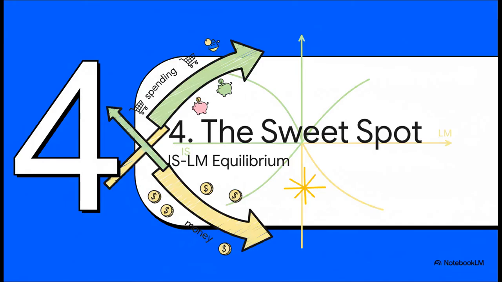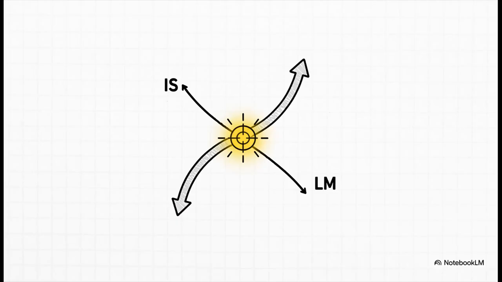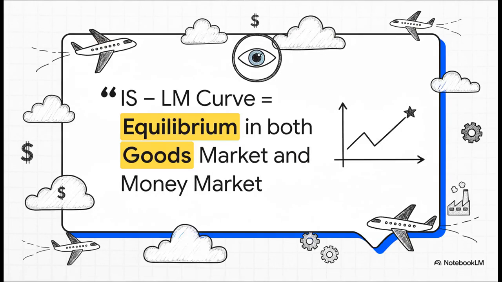Okay, so we've got these two really powerful forces, right? Spending and money. And they're often pulling in totally different directions. So how in the world do they interact? It all comes together at the sweet spot, that single point where the IS and LM curves intersect. This is the magic spot, the unique combination of interest rates and income, where both the goods market and the money market are humming along in perfect equilibrium. This is the theoretical goal, really. It's that point of stability that policymakers are always trying to understand and, well, influence. You could call it the economy's perfect cruising altitude.